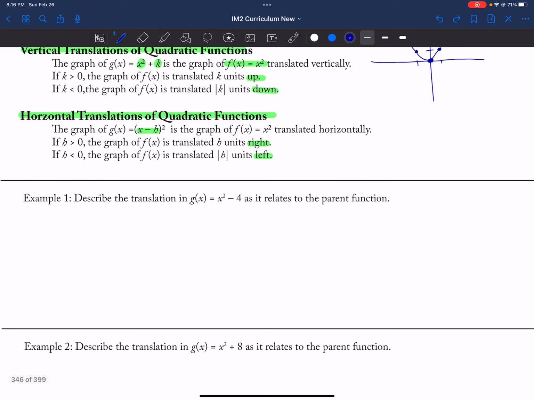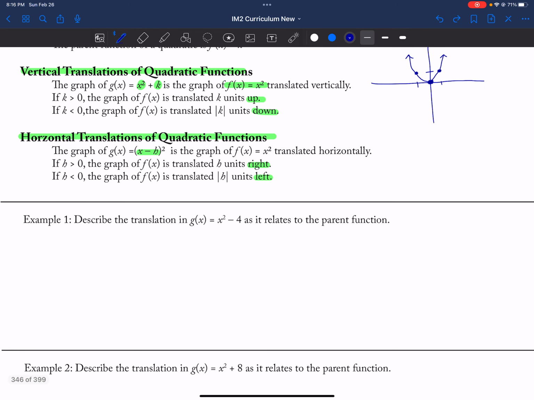Okay, so if it's on the outside, like -4, this means I go down 4. What it does is it changes my y-intercept, right? So if I plugged in 0 for x, I would get -4. So my function would start at -4 on my vertex. Okay, and then my graph would look kind of like this instead. So my entire graph was moved down by 4 units.